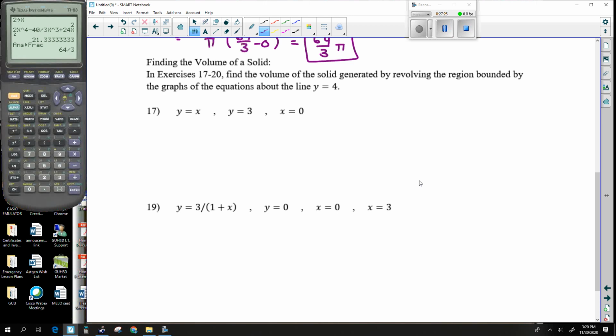So all of these are around the line y is equal to 4. So let's just see what type of boundary, what's the easiest way to integrate, and then we'll evaluate the line about y is equal to 4 when necessary. All right, so here we have a y is equal to x, a y is equal to 3, and an x is equal to 0.